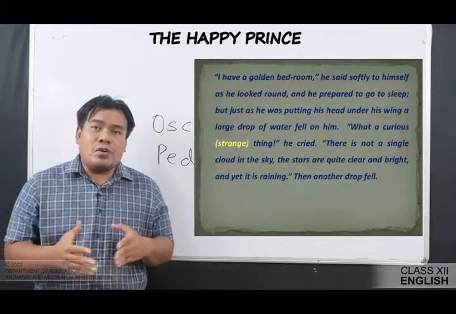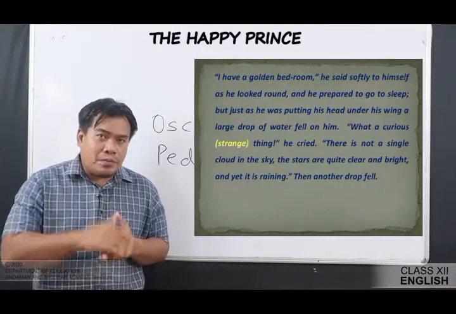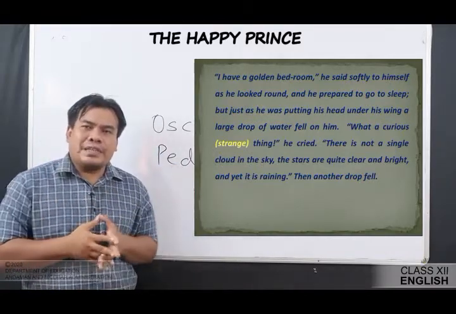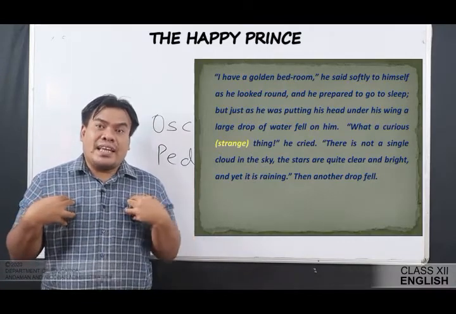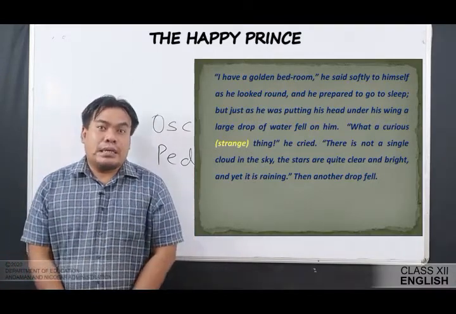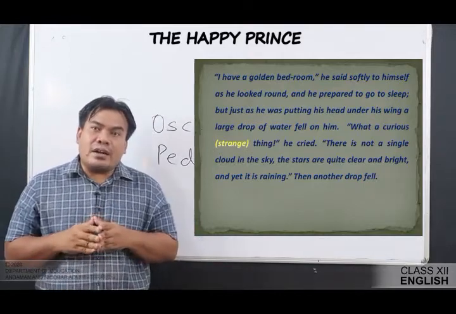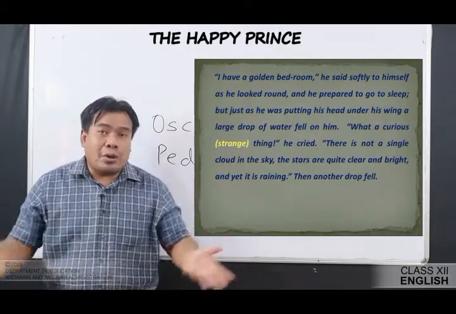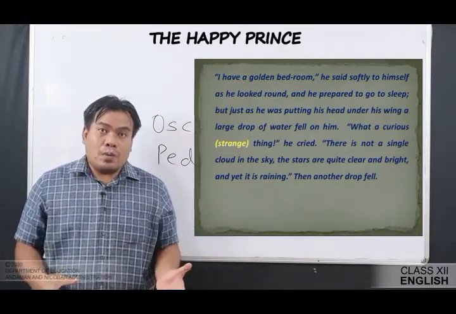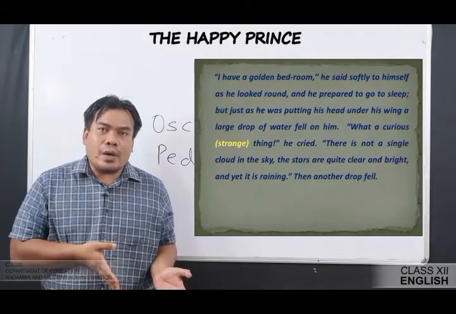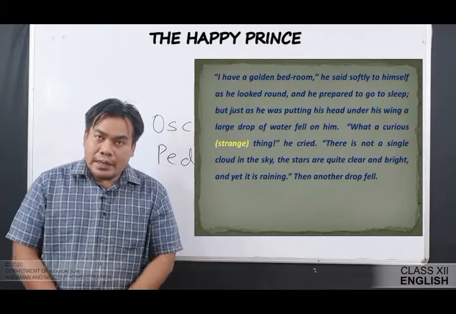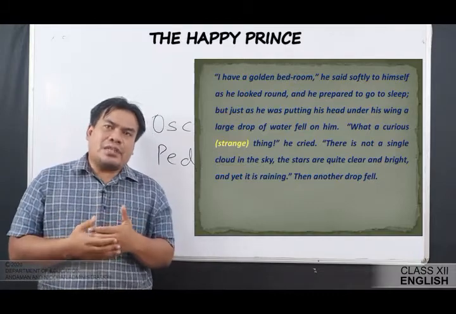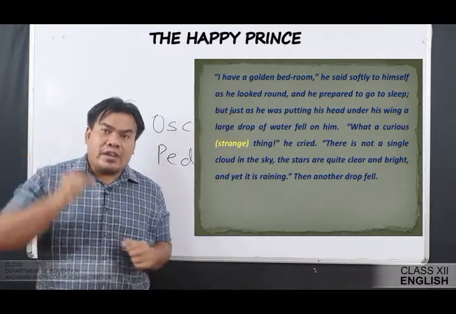I have a golden bedroom. This is the statement of the swallow, and it's there in your book. I'm reading out the paragraph. "I have a golden bedroom," he said softly to himself as he looked around and prepared to go to sleep. But just as he was putting his head under his wing, a large drop of water fell on him. Who? The swallow, sleeping between the feet of the statue, the Happy Prince. When he was about to sleep, a large drop of water fell on him.